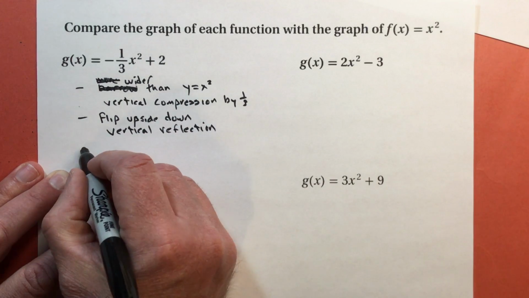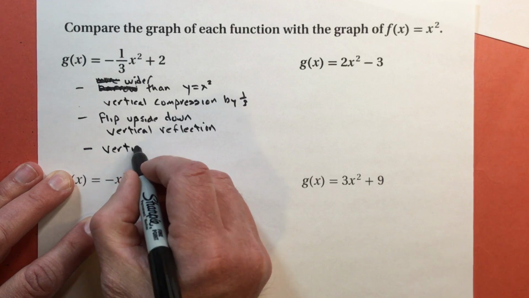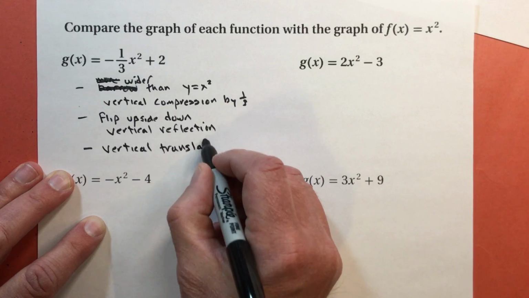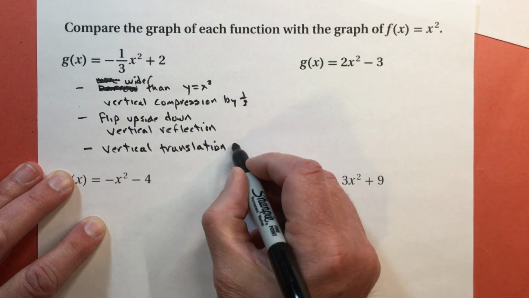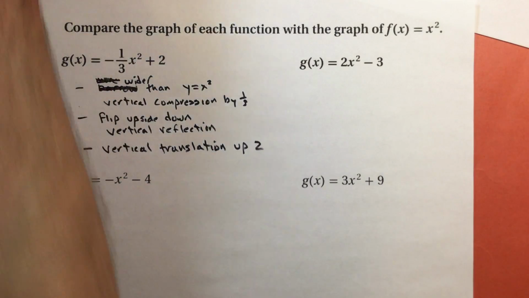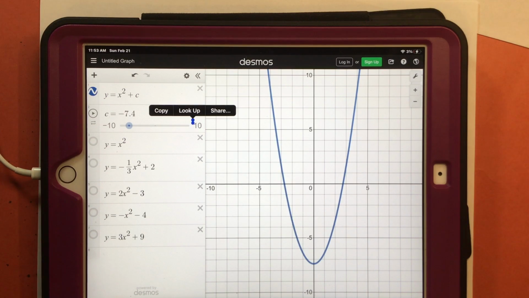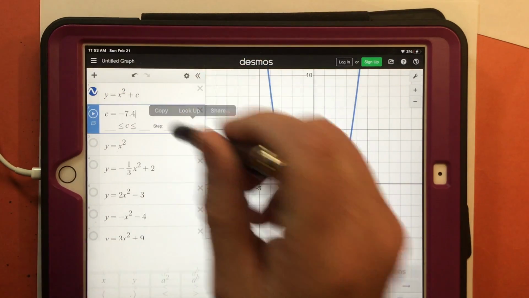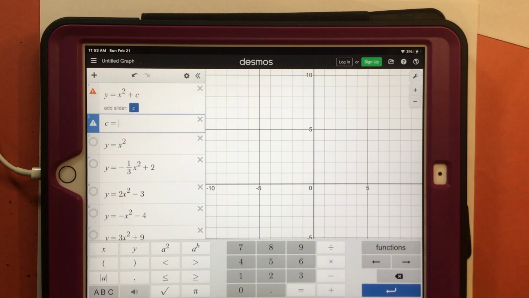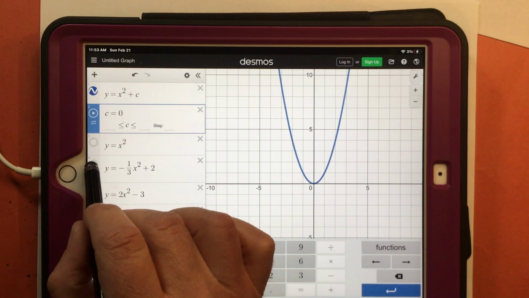And then the +2, that's going to have a vertical translation, going up and down, which is the fancy word for slide, up 2. Okay, so let's see if that's actually what happens here. I'm going to change this one to the parent function. Go to 0. So there's my parent function. Let's look at this graph right here.